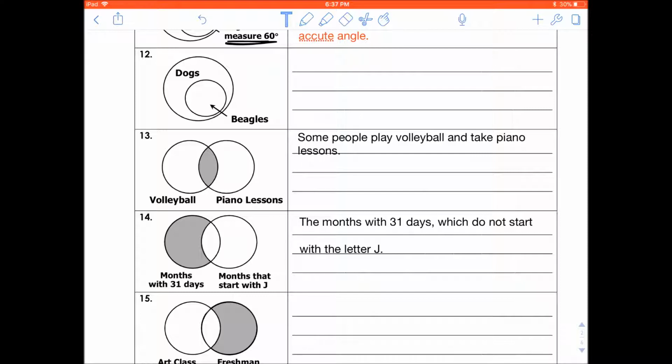And I'm going to leave an answer key there with your sub so that you can check it with him while you're working, or you can get help with him while you're working on it. All right, good luck. Have a great rest of class.